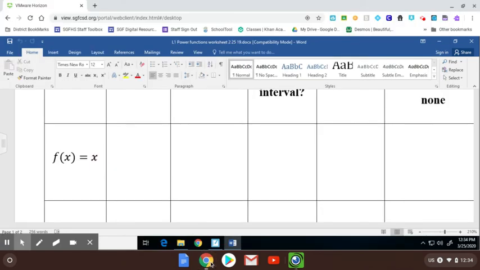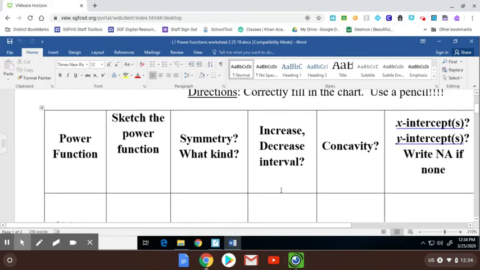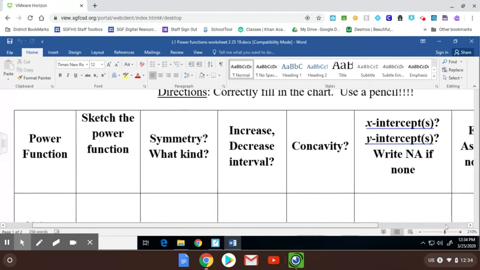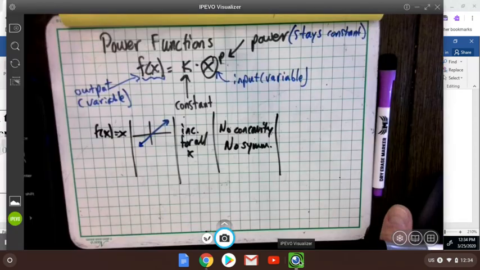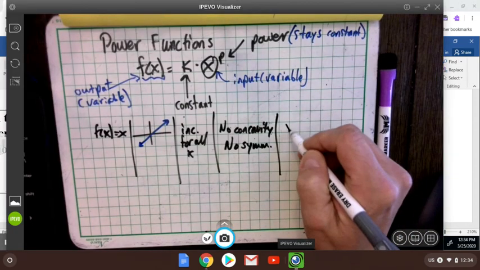Okay, so now we're going to go here. Symmetry: there is no symmetry. No concavity; increasing and decreasing we already took care of. And then we want the intercepts and asymptotes. All right, intercepts and asymptotes. The y and x intercepts are both the same.